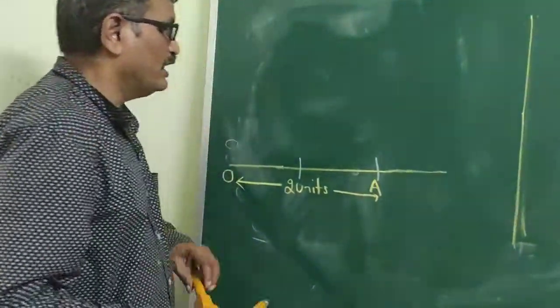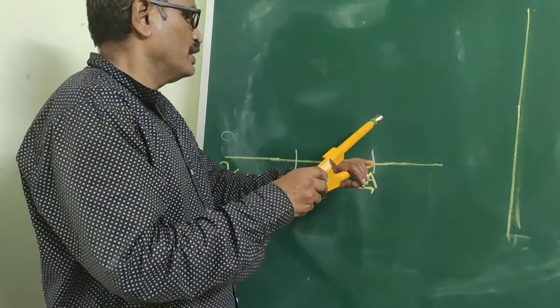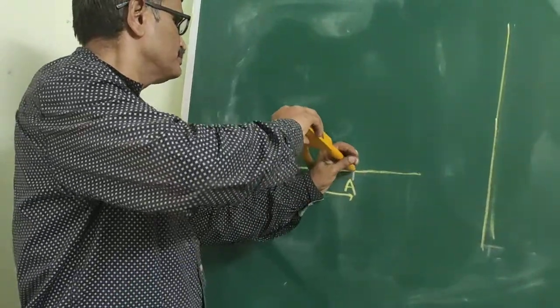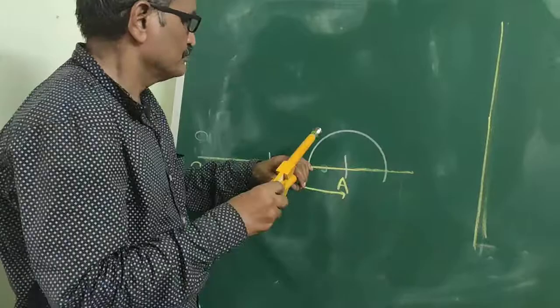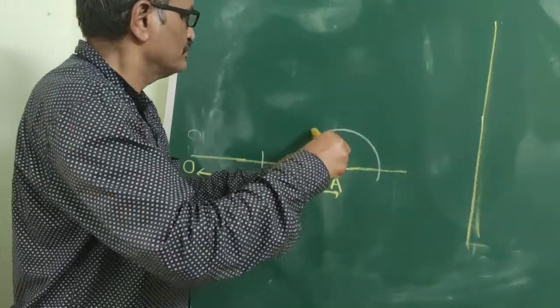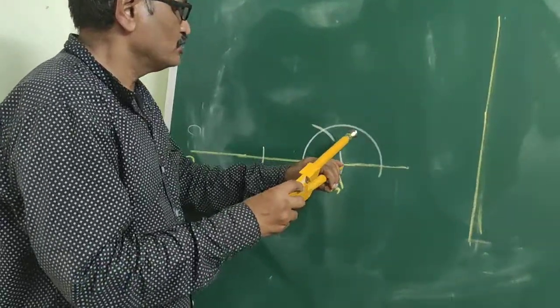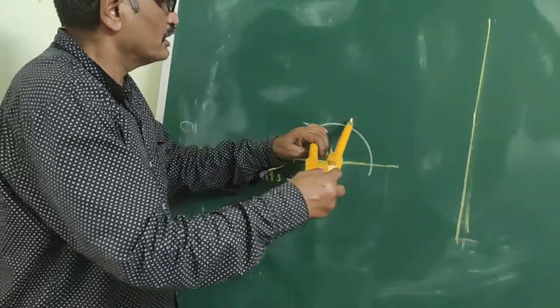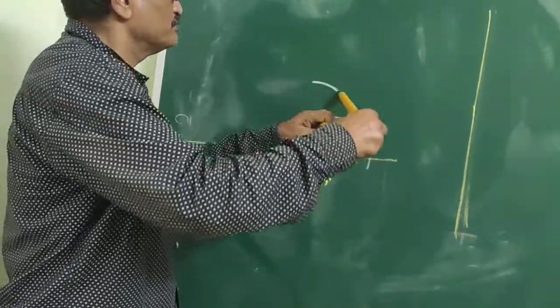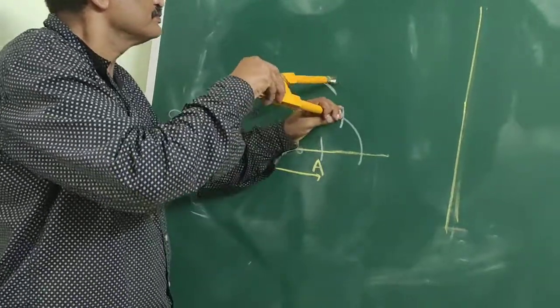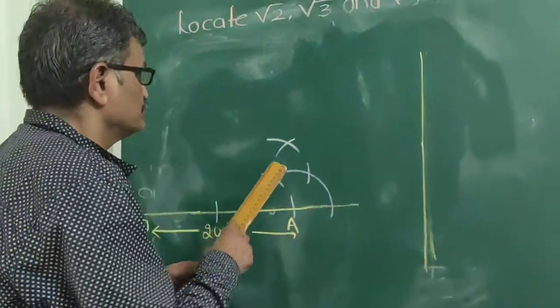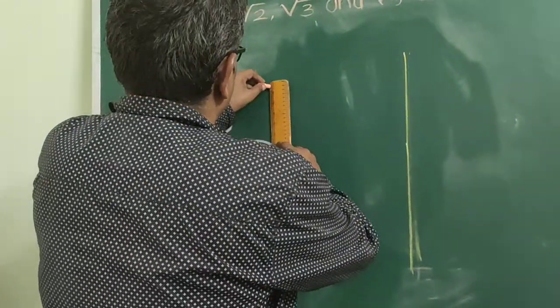Then at A, again you have to draw a perpendicular. At A, you have to draw a perpendicular. So this is again a perpendicular. See, a suitable radius I have drawn like this. From here I have taken an arc. Another arc I will take like this. Then this perpendicular I am drawing here. So here I will draw the perpendicular.